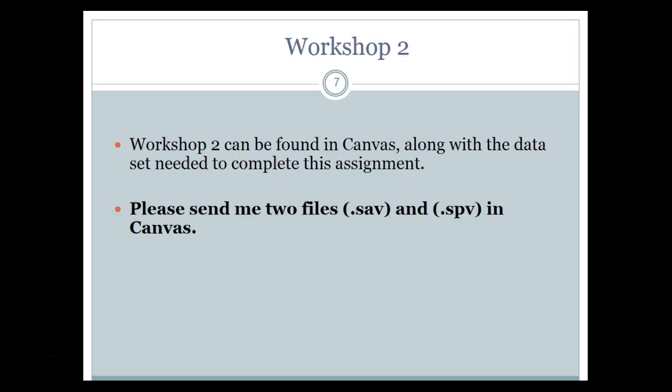Okay, so workshop 2 can be found on Canvas along with the data set needed to complete the assignment. You're going to be doing a lot of the same things that we did in this lecture, and what you'll need to do is send me 2 files in Canvas, your data editor file, which we'll call the .sav, and your output file. So you'll have to save both of them and upload both of them to Canvas.